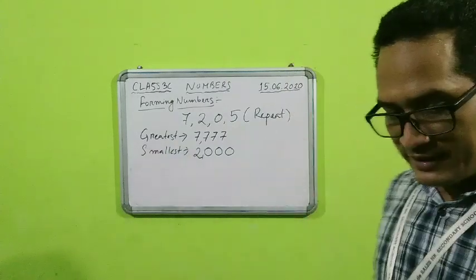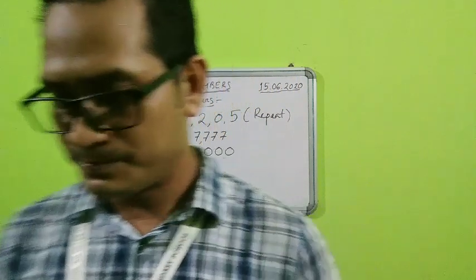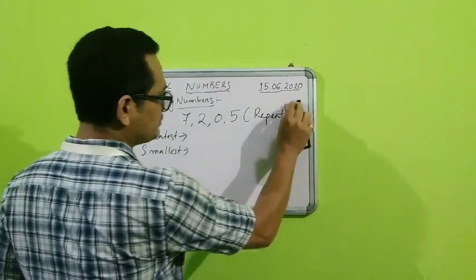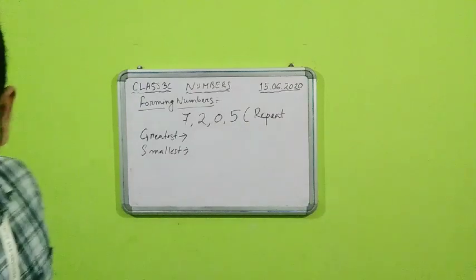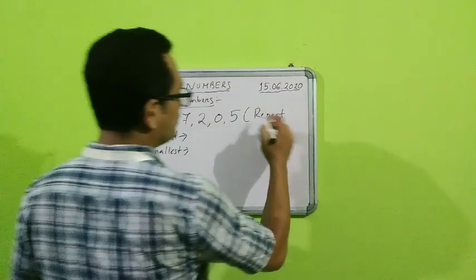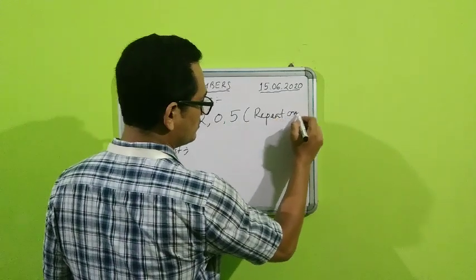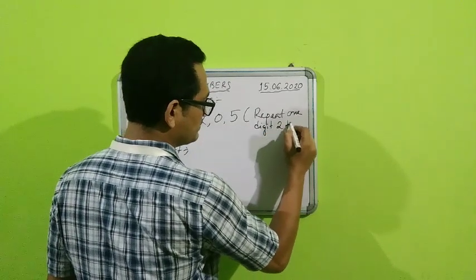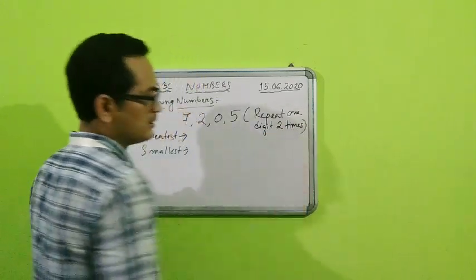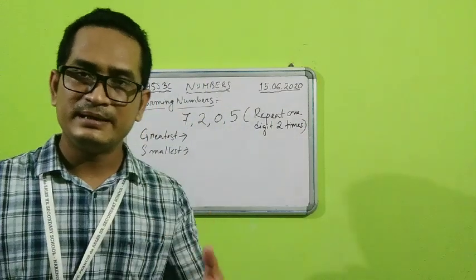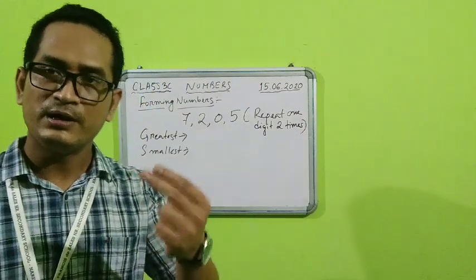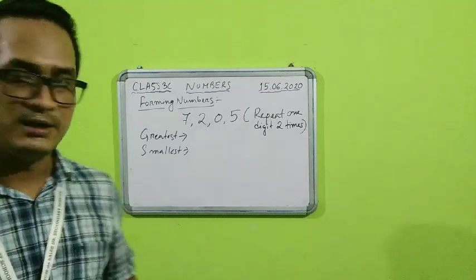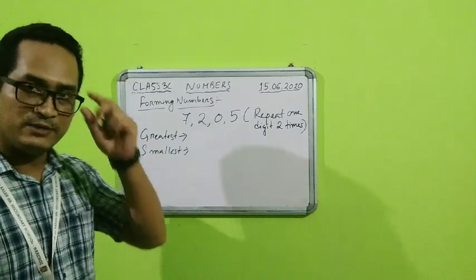Now students, if I change this situation once more, then you can repeat only one digit. You can repeat one digit maximum 2 times. That means I can repeat only one digit, and that for 2 times maximum, not more than that. So what will be the number that we are going to form?